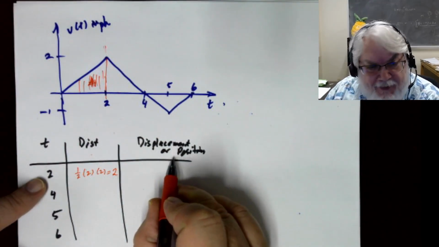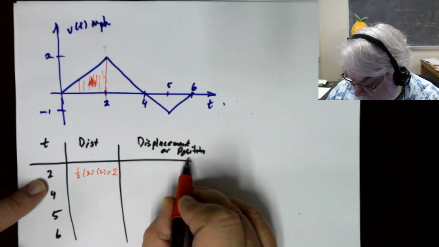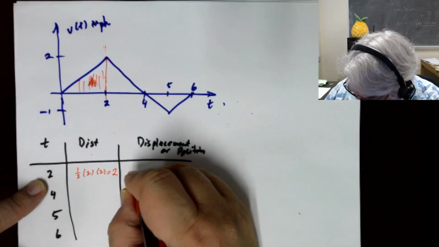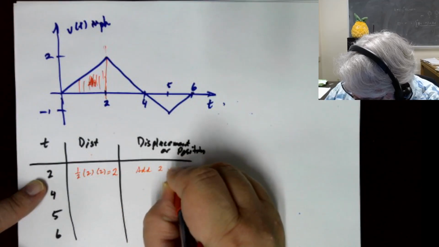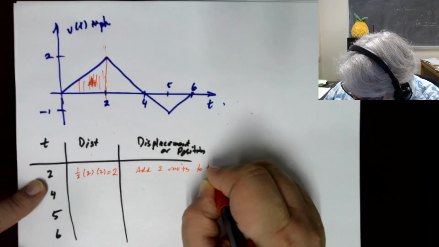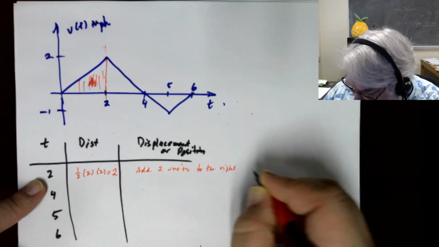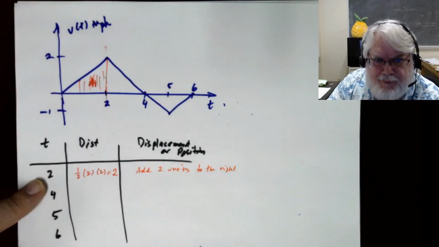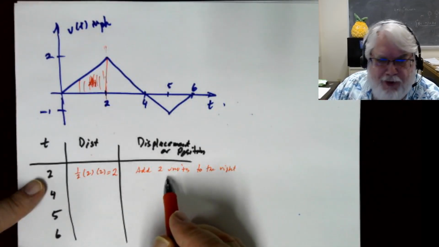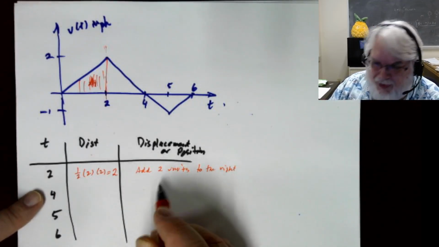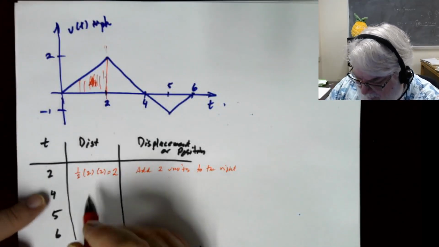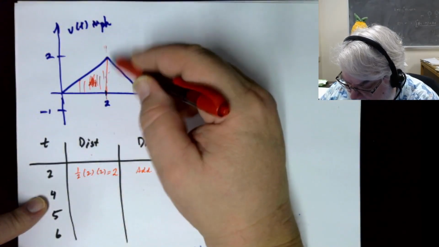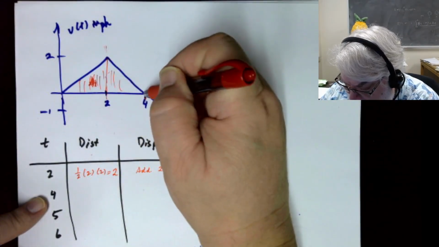Good, and the displacement function or position function, we've still moved 2 units to the right, so we've added 2 to the right. Now I don't know where I start, which is why I'm saying I'm adding 2 units to the right. I don't know where I started. If I started at 0, then this would just be a 2, but I don't know that I started at 0.